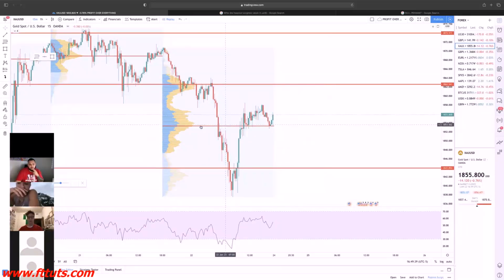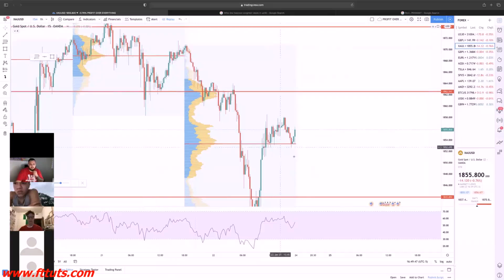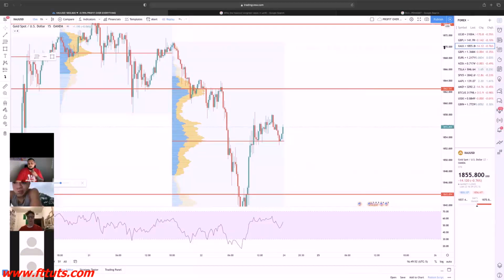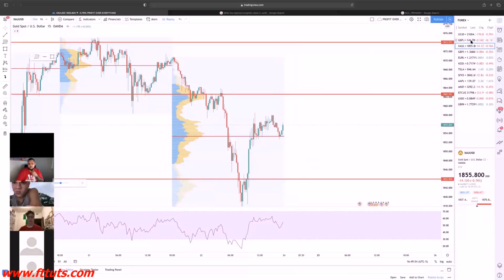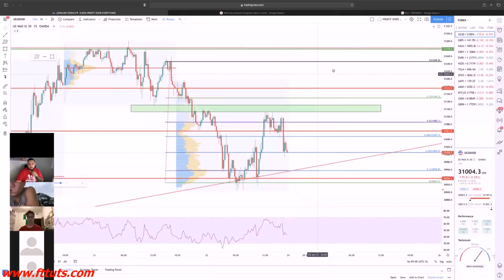If you guys trade gold, then I'll recommend this. You see how price came down here and made a reaction here. Same thing here. So it's pretty good. I recommend it, but I don't recommend it for anything else. US 30 does not care about this at all. It will not respect it at all.